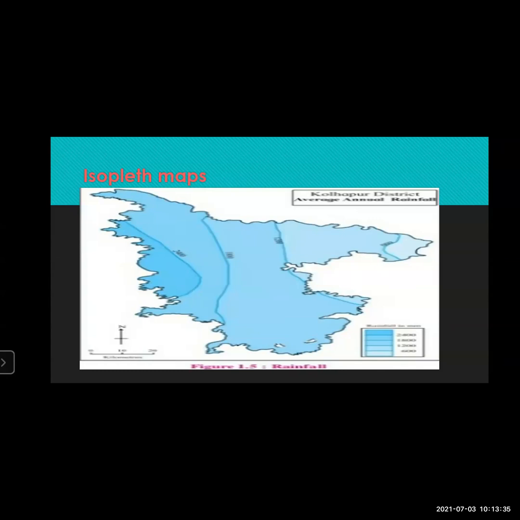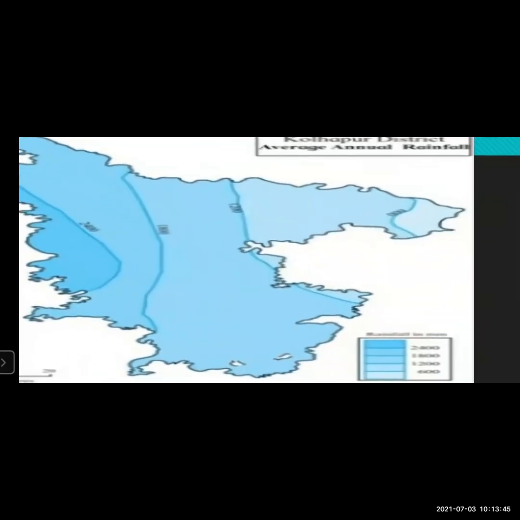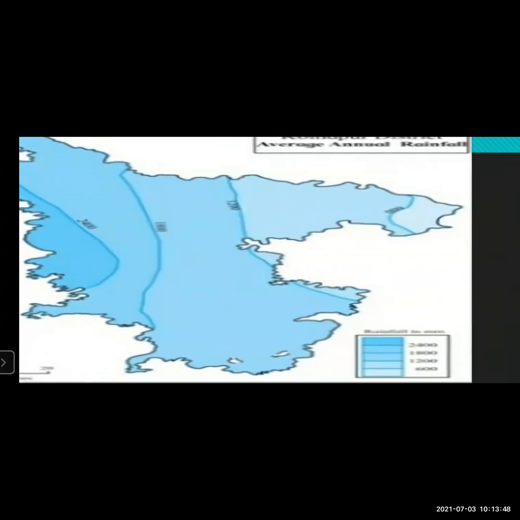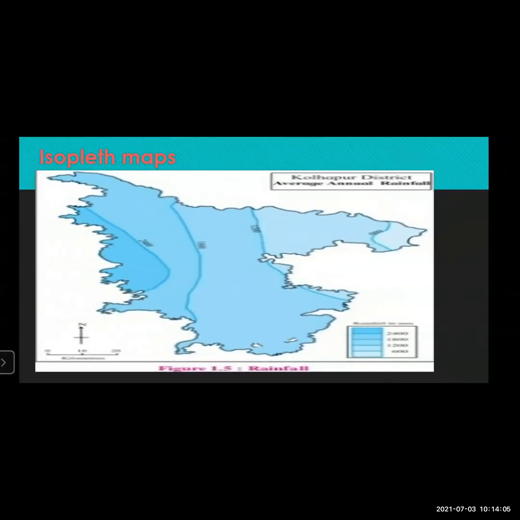In the corner you can see the direction is given. From the direction we can make out which direction the scale is given, as well as you can see here the class interval is given. The class interval is how much? It is 2400, 1800, 1200 and 600. This is regarding the rainfall in millimeters. Now we have done all this. Now let's find out the answers for the questions given below this 1.5 rainfall map.